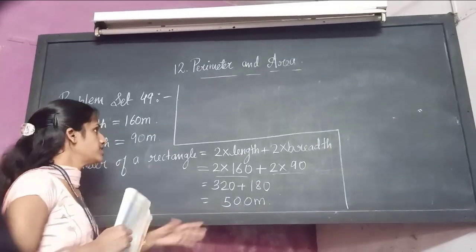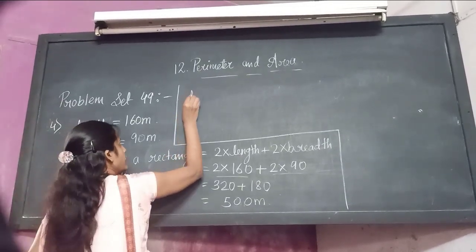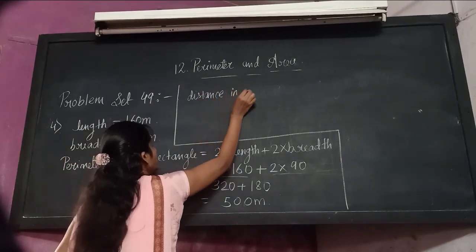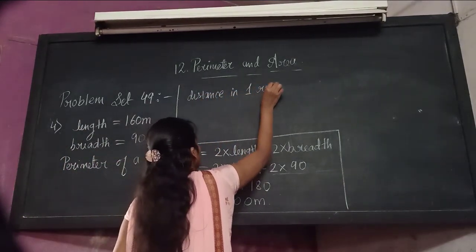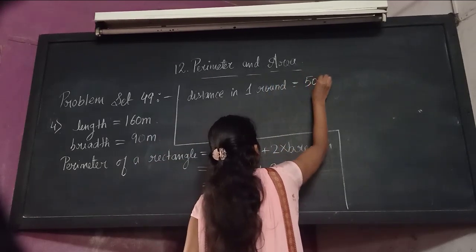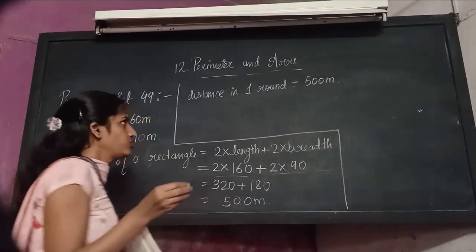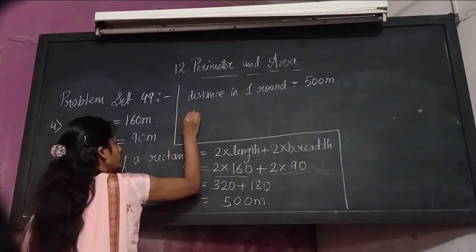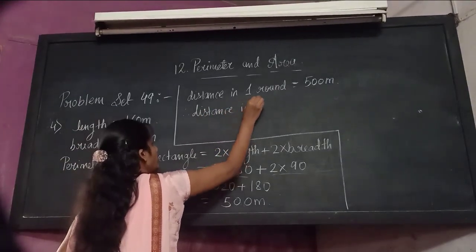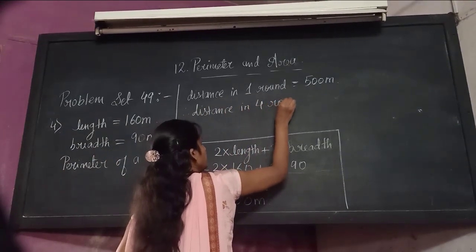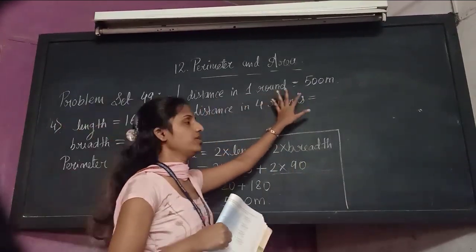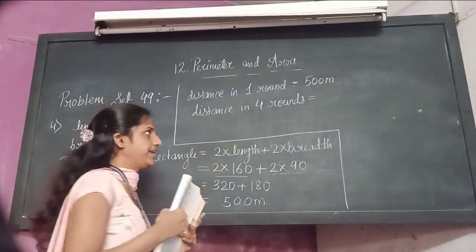So what we have got is for one round. So let's write down distance in 1 round. That's equal to 500 meter. But we have to find out for 4 rounds. So therefore, distance in 4 rounds, that's equal to, if we have for 1 round, we can find out for 4 rounds by multiplication.